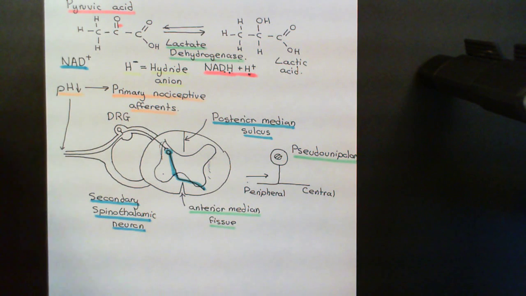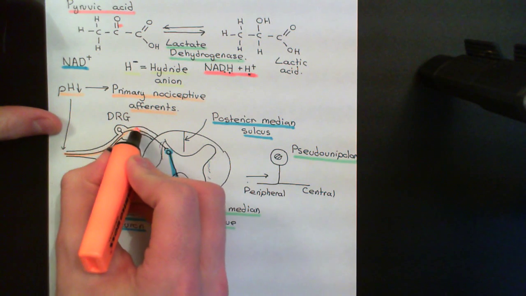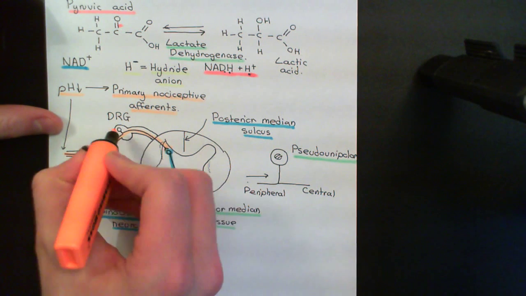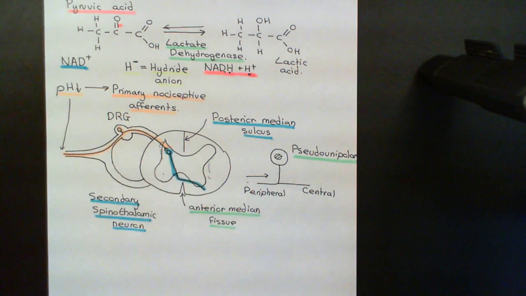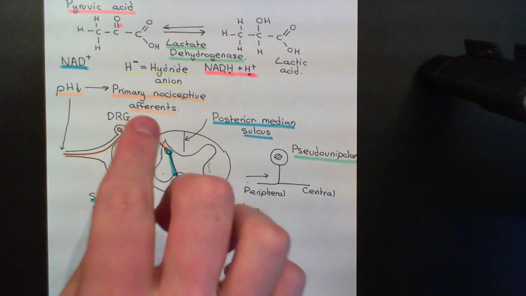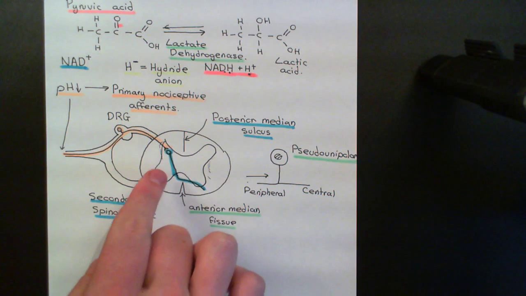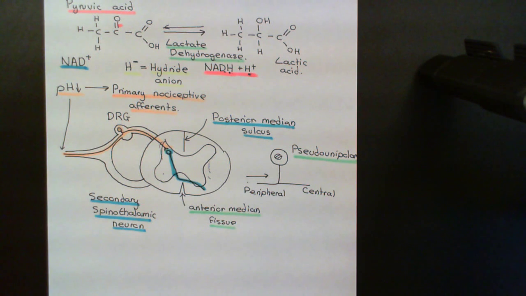So there's the secondary nociceptive afferent in blue, and now I'll colour in the primary nociceptive afferent here in orange. Each of these primary nociceptive afferents bringing in information about pain all over the body and that are coming into the spinal cord, they do not all have their own secondary spinothalamic neuron to synapse with. Loads of them have to share. So loads of them synapse onto the exact same secondary spinothalamic neuron. So if this secondary spinothalamic neuron fires an action potential, you do not know which of the primary nociceptive afferents actually stimulated it to fire an action potential.